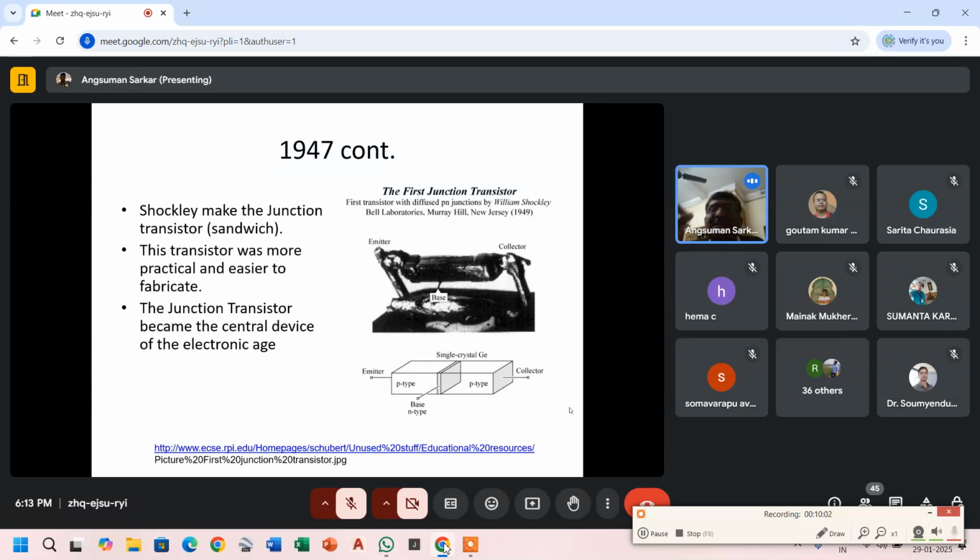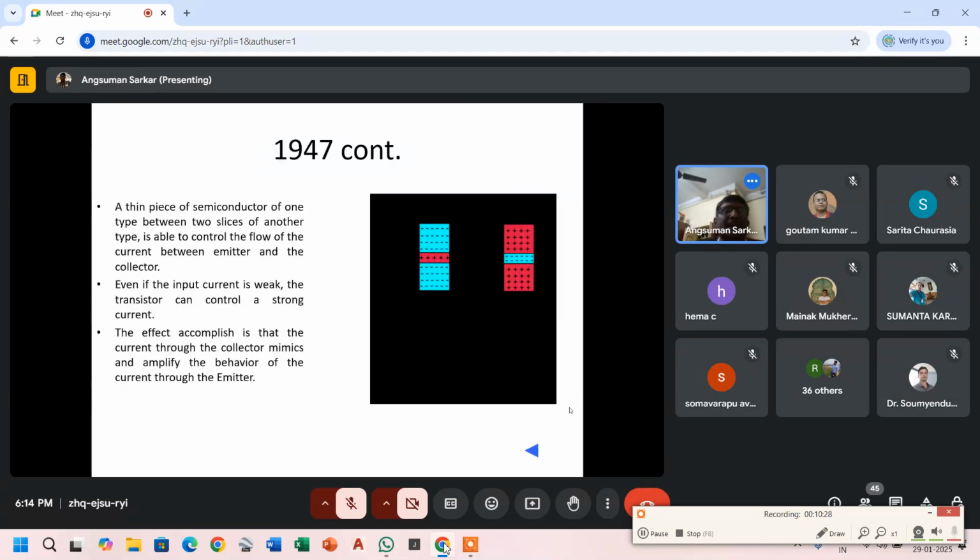So this is the first junction transistor made by William Shockley of Bell Lab. Shockley made that junction transistor as a sandwich, like an n-type material between two p-type layers, or a p-type between two n-type, and a transistor you can realize. So that junction transistor became the central device of the electronic age. There is no doubt about it. This is the basic transistor idea, that if an input current is weak, a transistor can control a strong current.